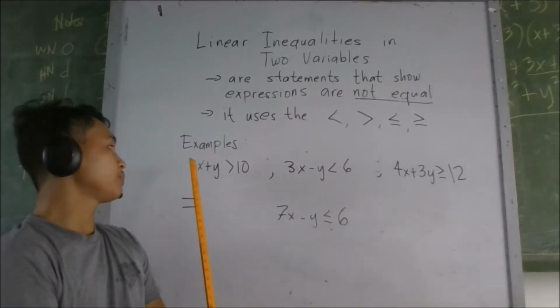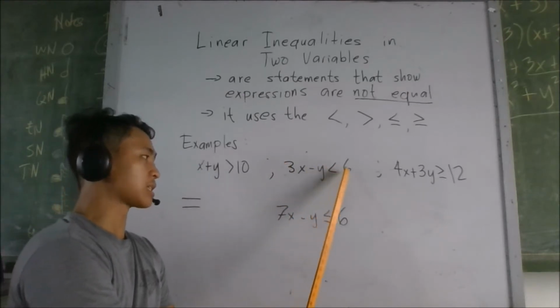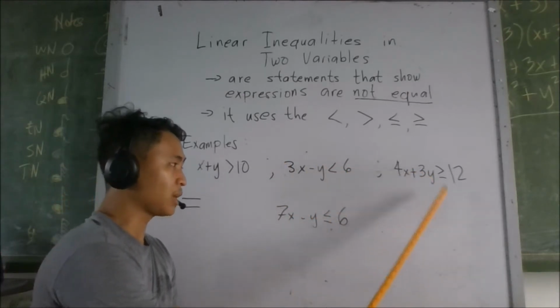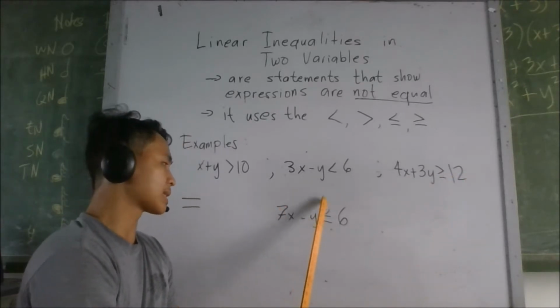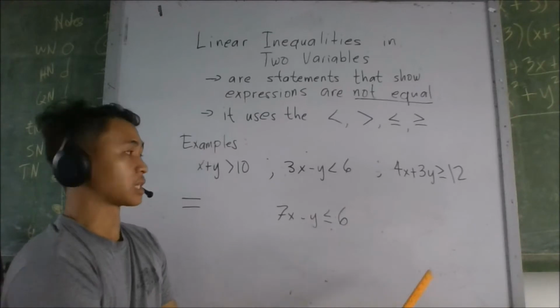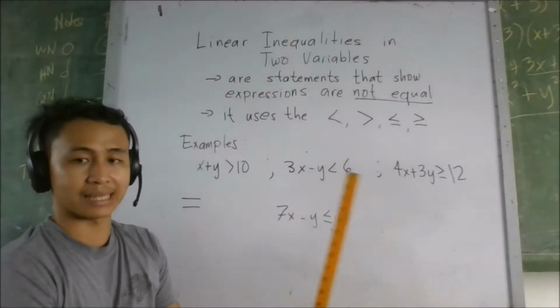Let's say, for example, we have x plus y is greater than 10, 3x minus y is less than 6, 4x plus 3y is greater than or equal to 12, 7x minus y is less than or equal to 6. These four right here are examples of linear inequalities.